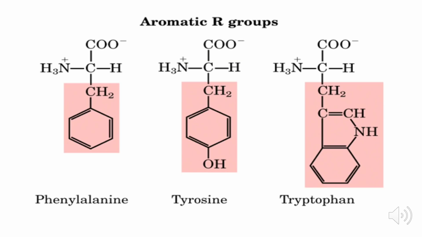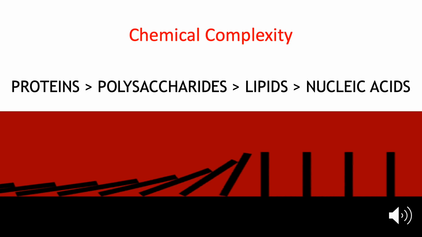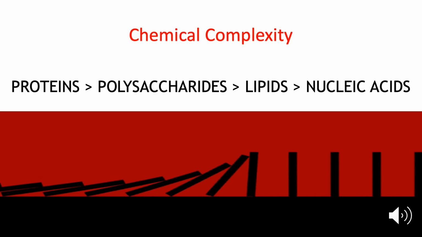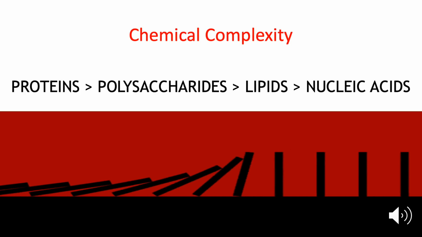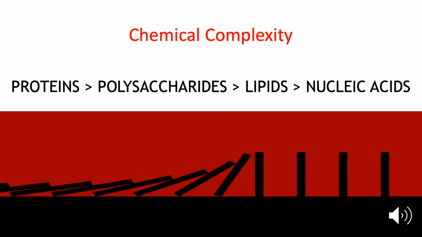It's also very important to take note that a protein with a higher number of phenylalanine, tyrosine, and tryptophan will be more immunogenic than another protein which has less of these aromatic or non-polar amino acids. In terms of chemical complexity, proteins are more complex than polysaccharides, polysaccharides are more complex than lipids, and lipids are more complex than nucleic acids.